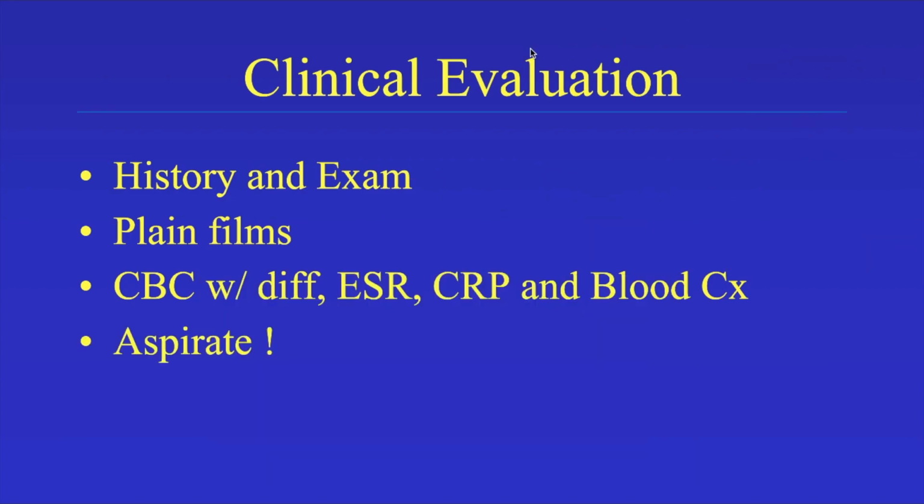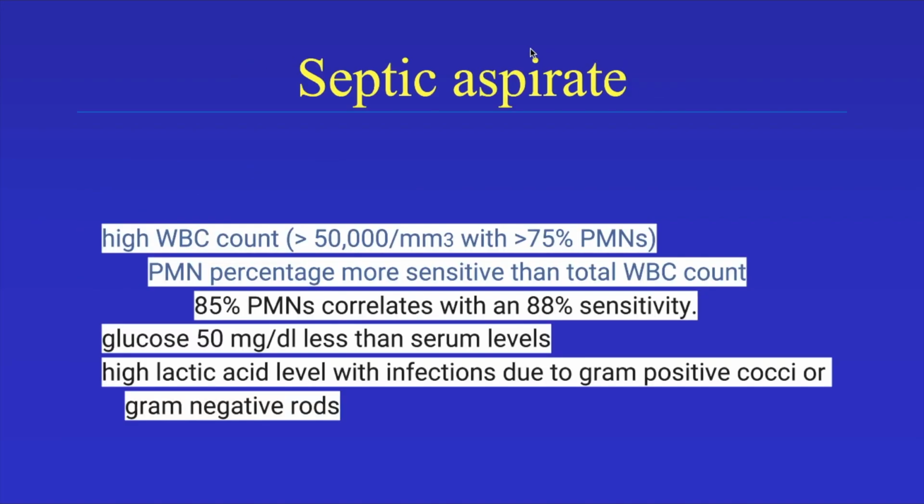So next, if you suspect septic arthritis clinically, you have to aspirate. So what will the aspirate show? It will show very high blood count. This is not in the blood, this is in the aspirate. It will show more than 50,000 white blood cell count with more than 75% polymorphonuclear cells, right? Glucose of 50 milligram per deciliter or less than serum levels. High lactic acid, with infections due to gram-positive cocci or gram-negative rods can also be seen.